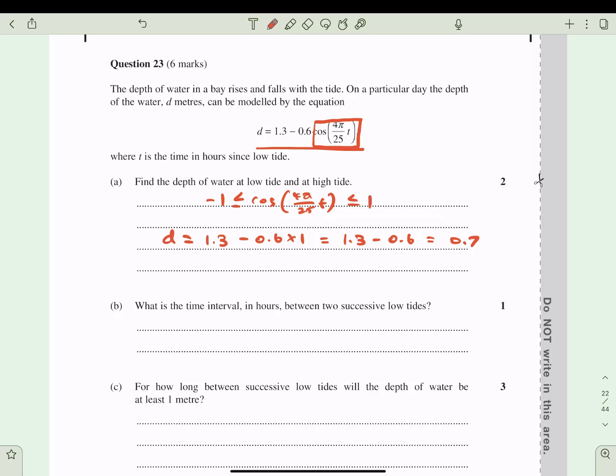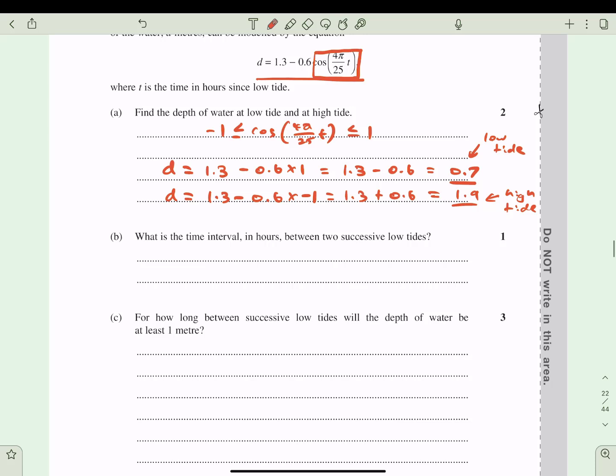Now, think about it, since we can't get any bigger than 1, this will have to be my lowest value. So in other words, low tide will occur when D equals 0.7. And when D equals 1.3 minus 0.6 times negative 1, that's equal to 1.3 plus 0.6, which is equal to 1.9. So that's going to be my high tide.